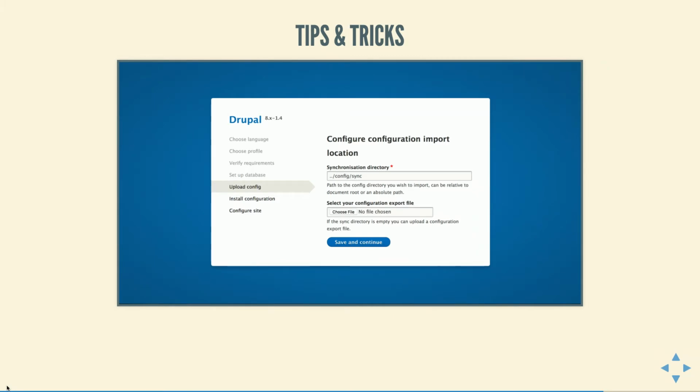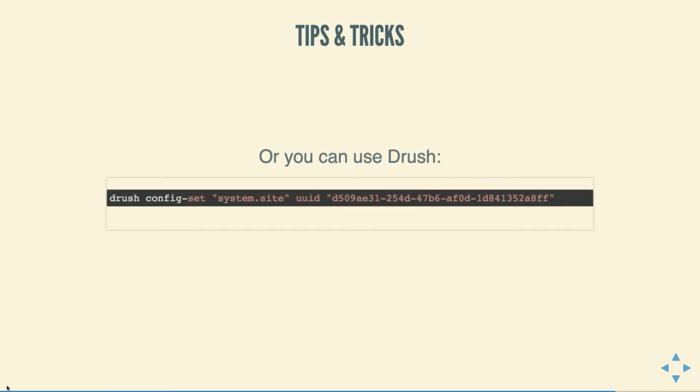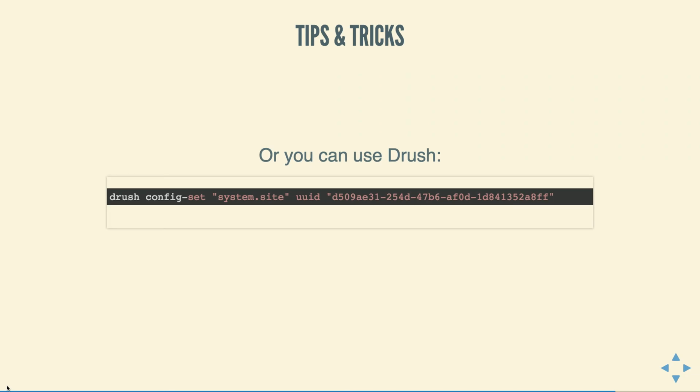You can do that. You're kind of tied to an installation profile after that, so it has its downsides. You can also use Drush to change the site UUID, and that's going to let you install a site from existing configuration by just making sure those IDs match.